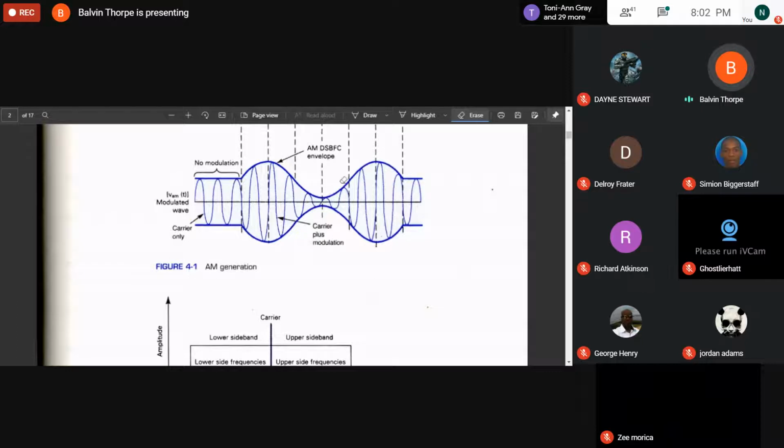We have an envelope that forms on the top half of the modulated AM wave, and also the bottom half of the amplitude modulated wave, which is going to cause some changes in the overall spectrum of the wave.